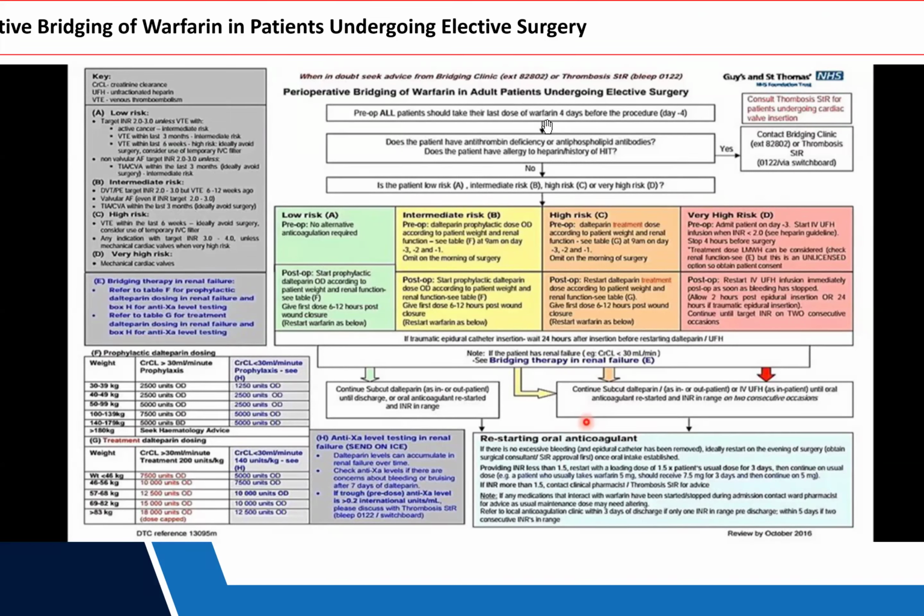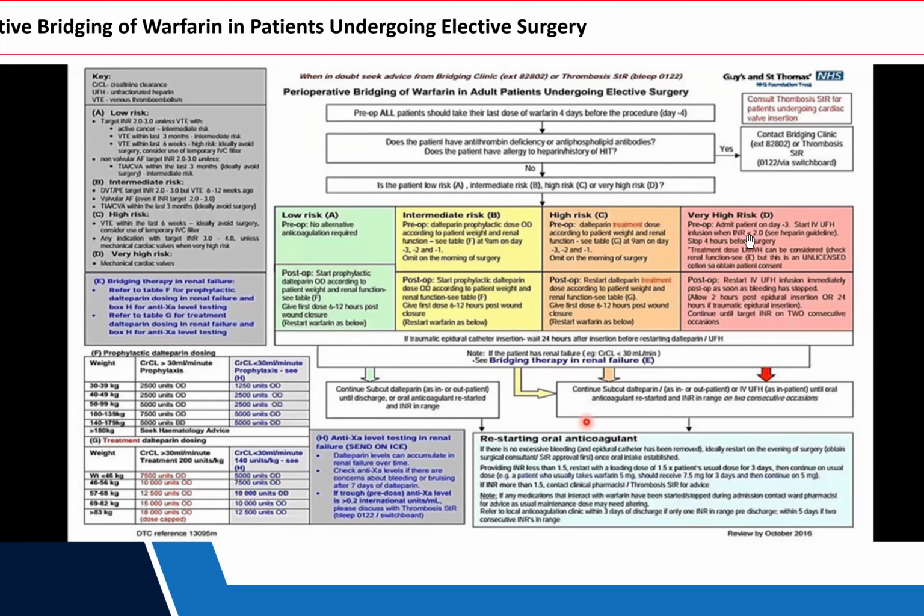So here, according to my protocol, we will stop warfarin 4 days before the procedure, day -4. Yes, we will follow this flow chart. You have stopped that, and then we'll start her on IV unfractionated heparin after ruling out allergy. This is very important, right? Yes. And then she will undergo surgery.